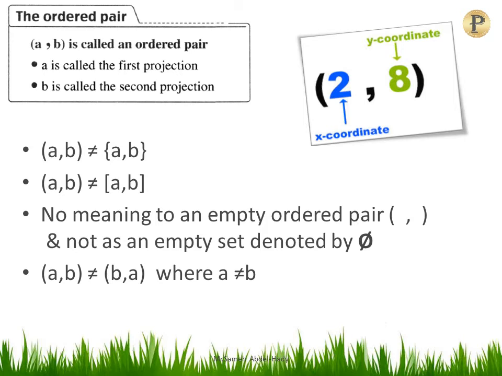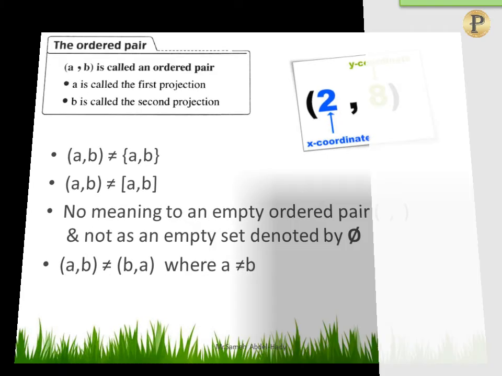And the last, the ordered pair (A, B) doesn't equal (B, A). So I cannot replace or rearrange the coordinates in the ordered pair, where A doesn't equal B.